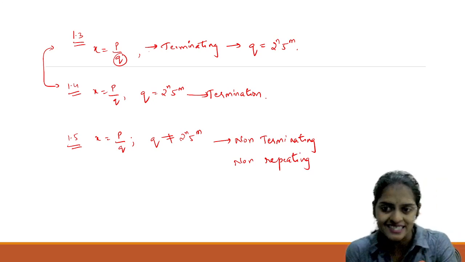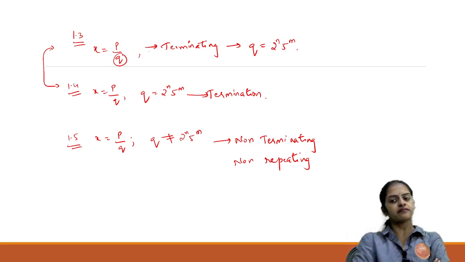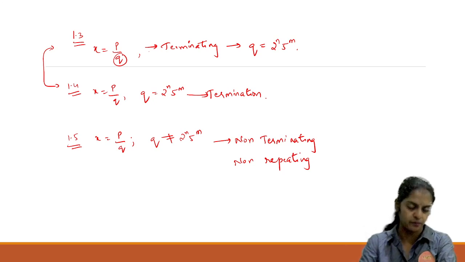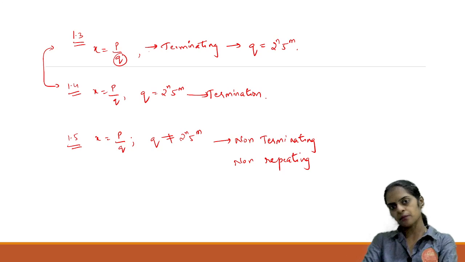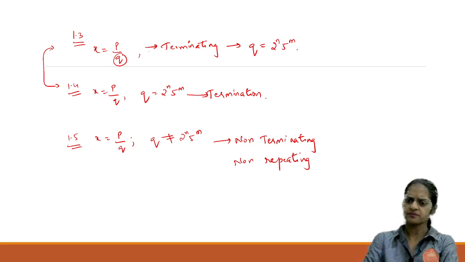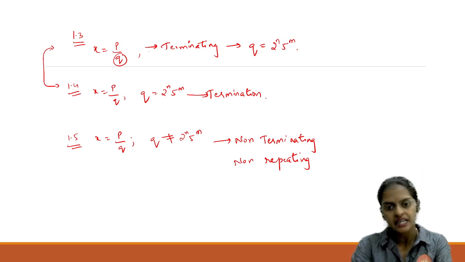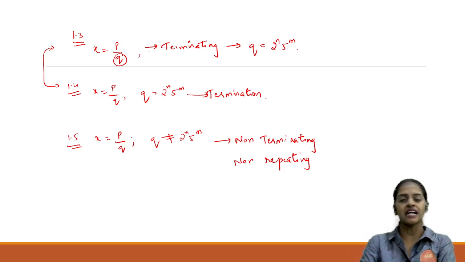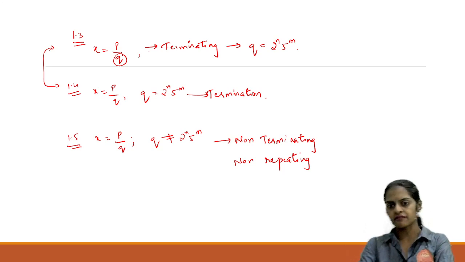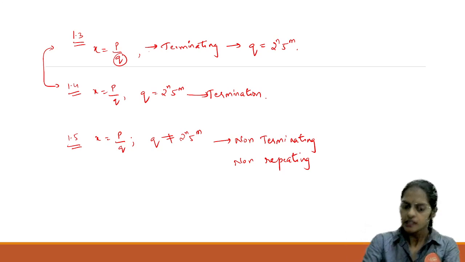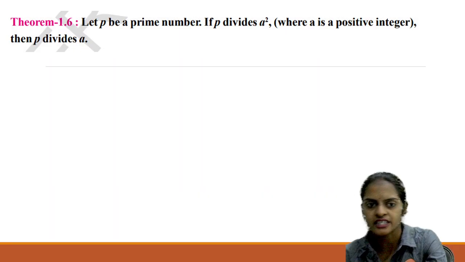If x is a rational number and it has a terminating decimal expansion, then q is of the form 2 power n 5 power n. If x is a rational number and q is of the form 2 power n 5 power n, then it is a terminating decimal expansion. If x is a rational number and q is not of the form 2 power n 5 power n, then it is a non-terminating, non-repeating decimal expansion. Clear? So now let's proceed to the next one.